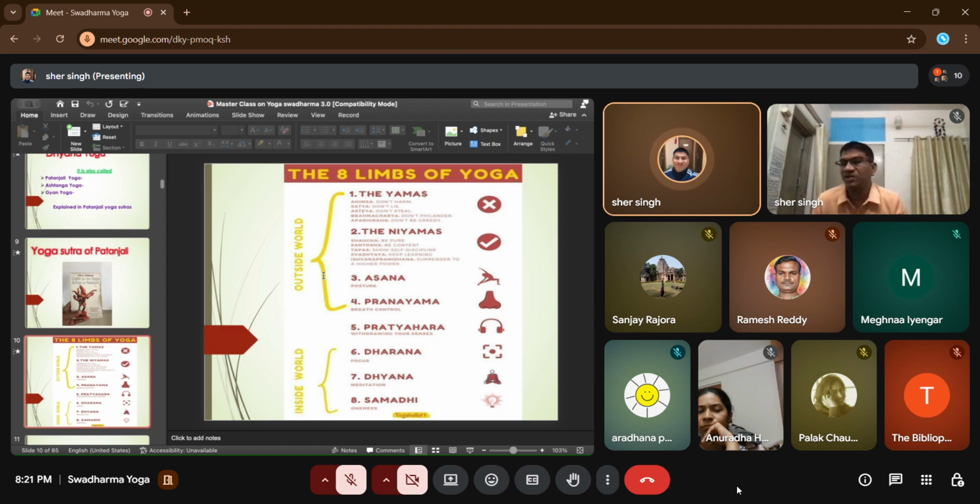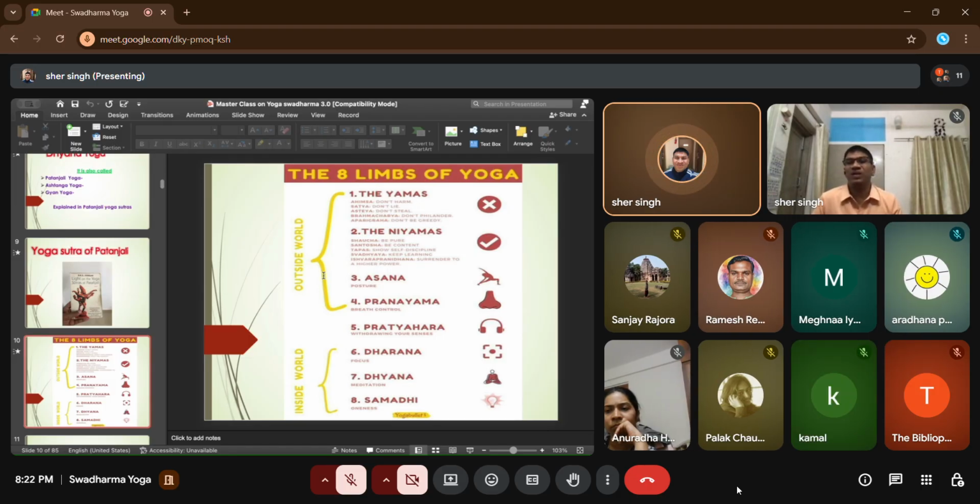Then asana practice we always do. Even while practicing asana, we have to practice yamas and niyamas. Like in asana, don't harm yourself. Whatever you practice, practice with truthfulness. Don't steal. Whatever you have practiced, don't copy somebody. Our Guruji says that while practicing asana, try to practice yamas and niyamas like cleanliness. Then pranayama, we are also daily practicing. Pranayama is basically connecting to the breath.